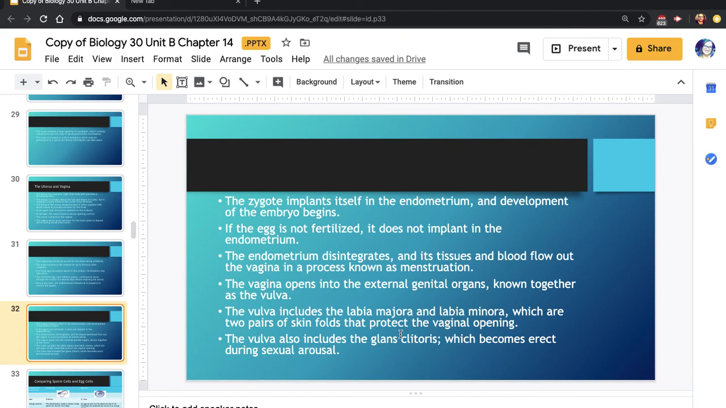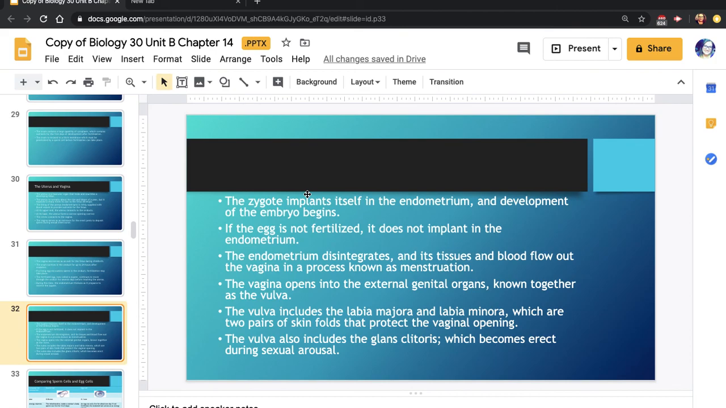The endometrium... One second. I don't know how to stop this. What the frig? Cat's doing dumb things. Sorry about that.